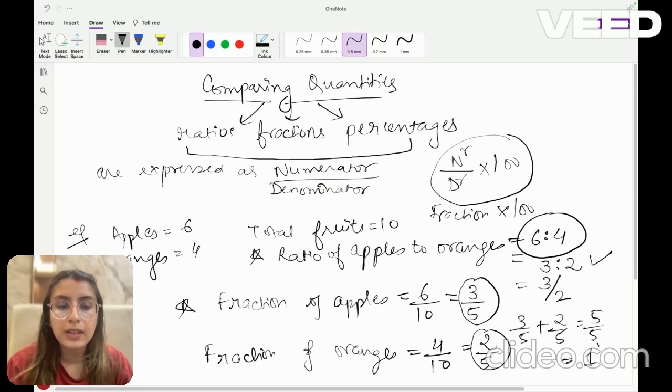Also, we can see that 3/5 and 2/5 can be added and it will become 5/5, which is 1. That means total. So 3/5 is the fraction for apples and 2/5 is the fraction for oranges, and combined addition will become 5 upon 5, which means 1 whole. Then the total number of fruits was 10, right?